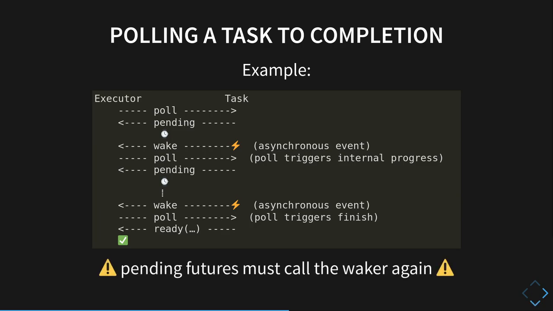One important guarantee that the future has to uphold is that once a future returns pending when being polled, it must ensure that wake is going to be called again in the future. Otherwise, the executor will never know to continue polling the future, and it will just stall. It will wait forever. Deadlock, essentially. Not a deadlock in the strict sense of the word, but you probably get what I mean.